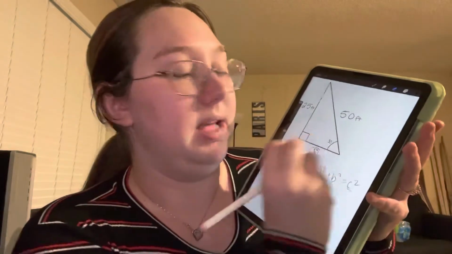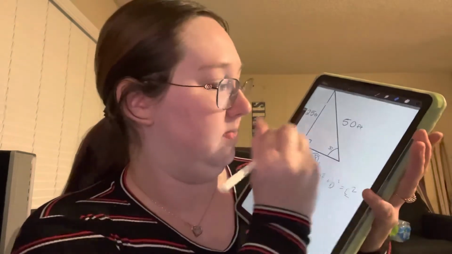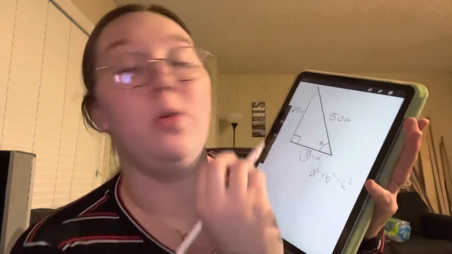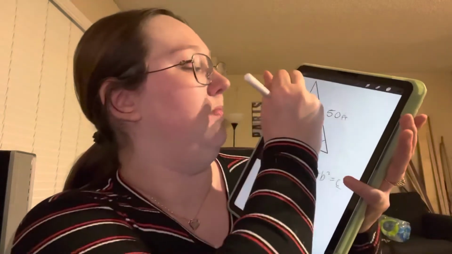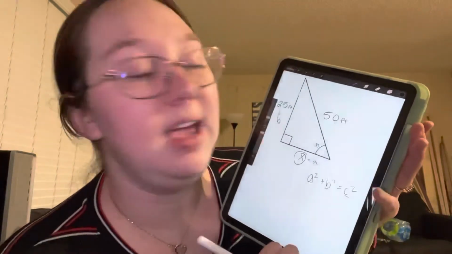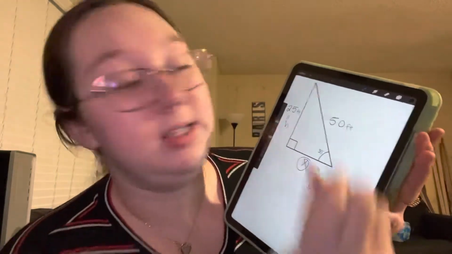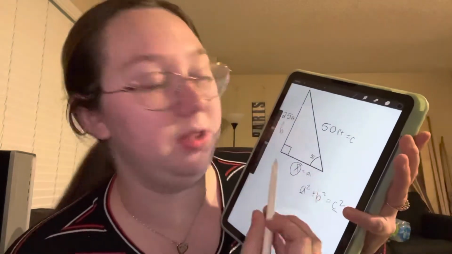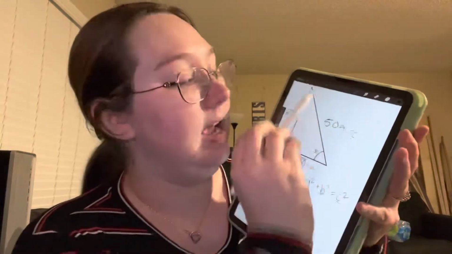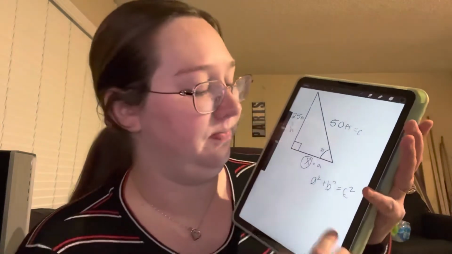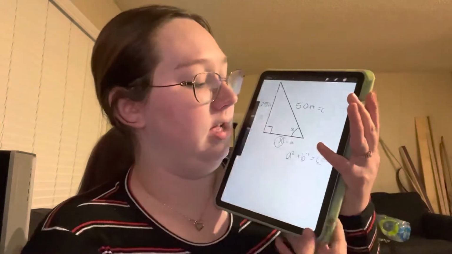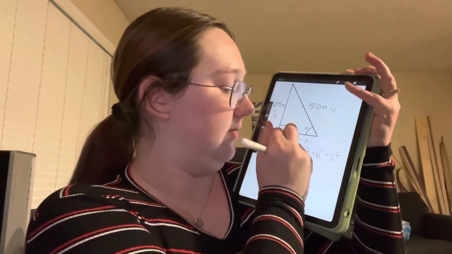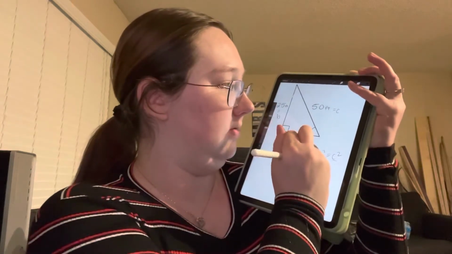The base of the triangle will always equal a. The side of the triangle, or the height, will always equal b. And our hypotenuse will always equal c. No matter what the numbers are, it will always be a for the base, b for the height, and c for the hypotenuse. So now we fill in our right triangle. That is x squared plus 25 squared equals 50 squared.